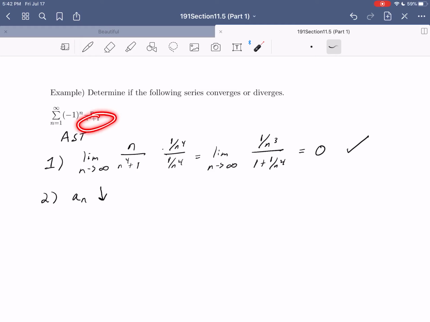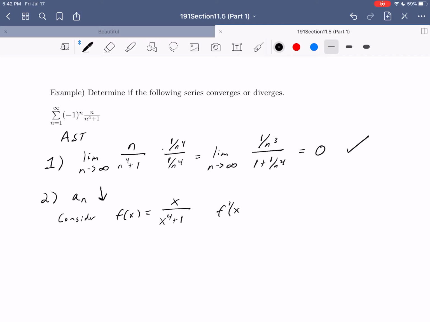Once again, we can sort of guess that n to the 4th is going to increase a lot faster than n, so the overall fractions, or the overall quotients, should get smaller. But we need to justify that using the derivative. So let's consider f of x equals x over x to the 4th plus 1.